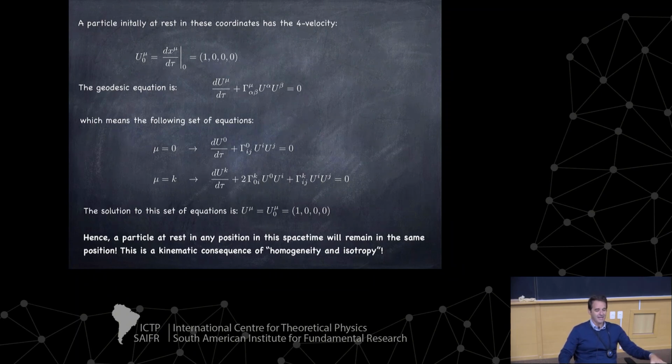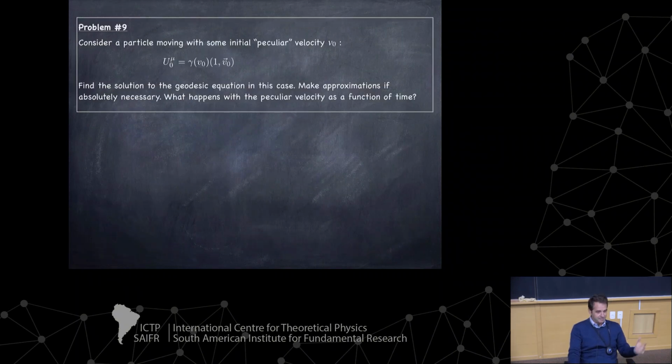Okay? All right. So, problem number 9. Consider now a particle which is moving with some initial peculiar velocity. That means that suppose that all the universe is homogeneous and isotropic, but you have a small test particle with a small mass that has an initial speed. What happens to that particle? Solve the geodesic equations for that particle. Find what happens to that speed, that V0. You will find that that V0 will decay.